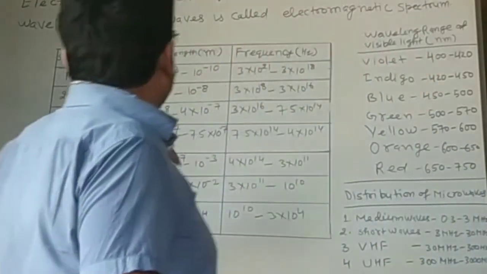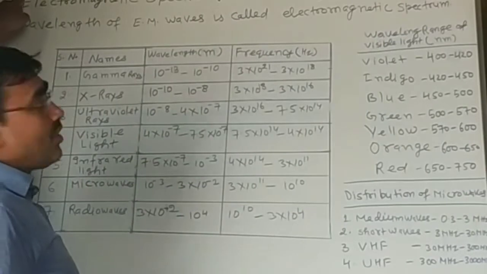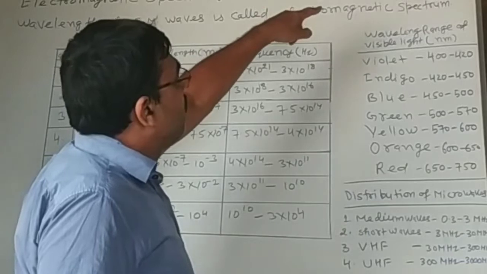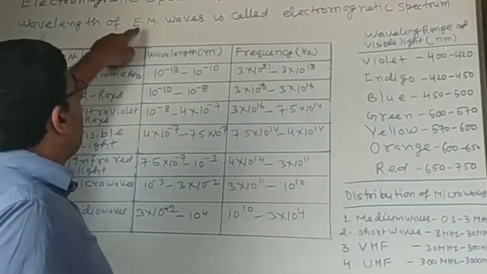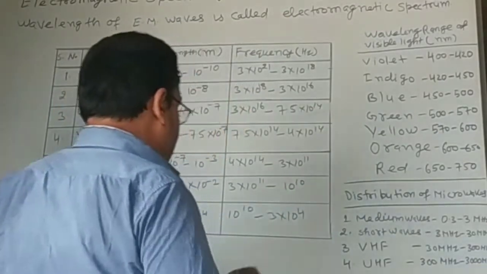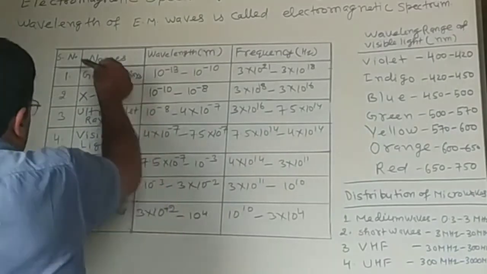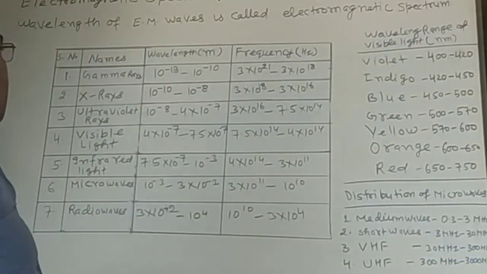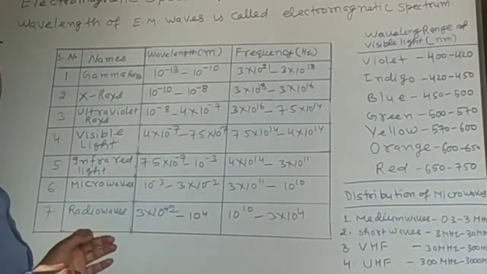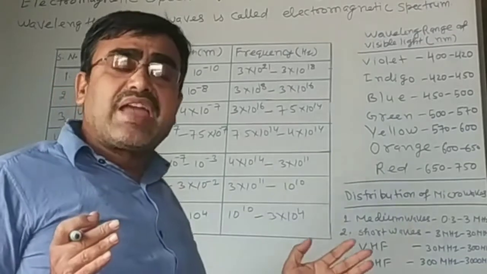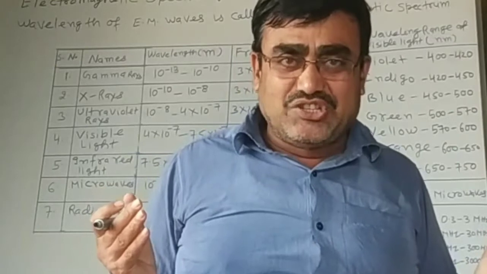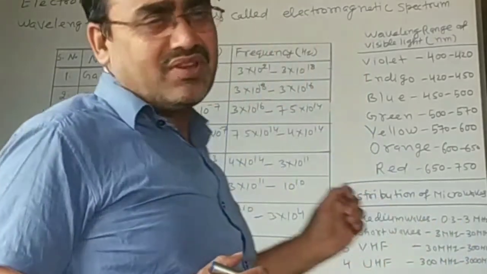Like, look here on the board. Electromagnetic spectrum: the orderly distribution of wavelength of EM waves is called the electromagnetic spectrum, and these are the constituent components of EM waves of the electromagnetic spectrum. It has 7 constituent components.